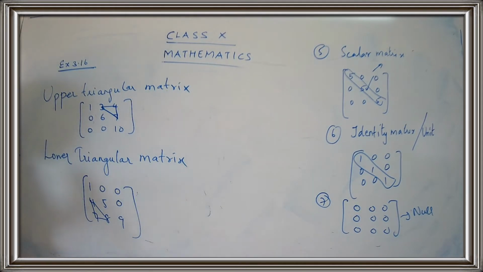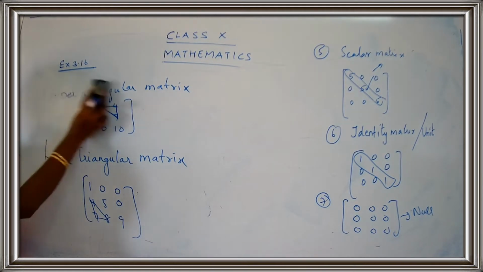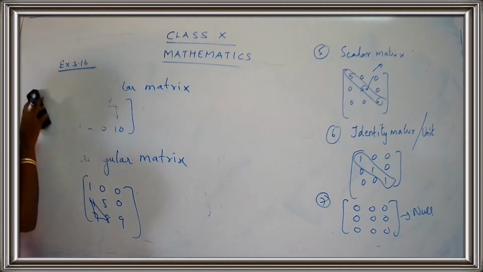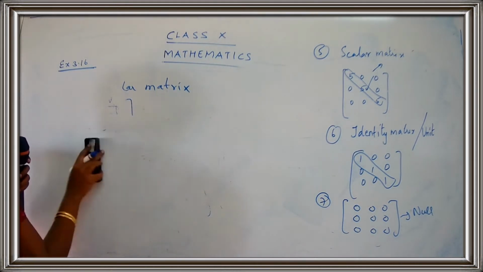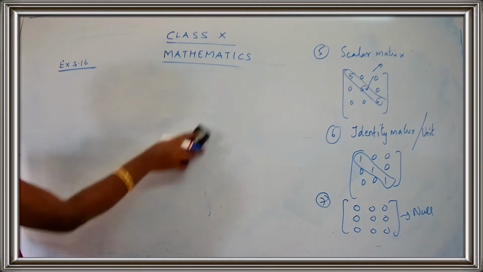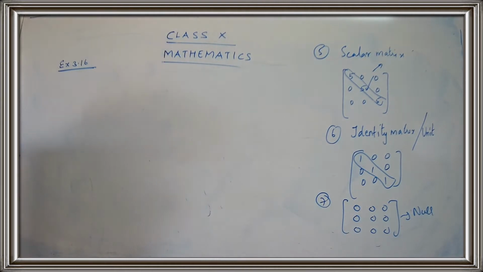Shall we start with exercise 3.16? Take down your classwork. Write down today's date. Continue with exercise 3.16. No need to take a new page, we can just continue. You have to take down question number 4.